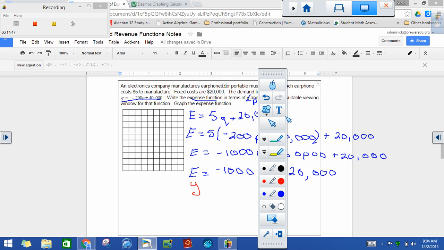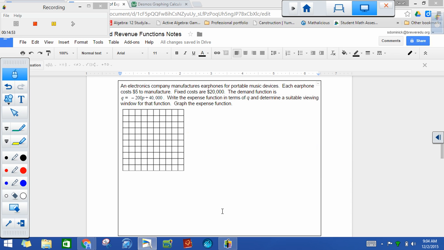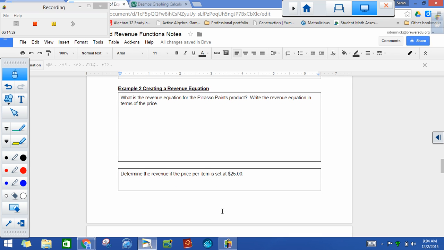Okay, so moving on to the next example, example 2. So on example 2, they want to know what the revenue equation for Picasso paint products will be. So Picasso paint products, I don't know if you remember, was in the first example. You need to remember that when you're doing revenue, revenue is how much money you're bringing in. Not how much money you're making after you've paid everything, just how much you're bringing in.